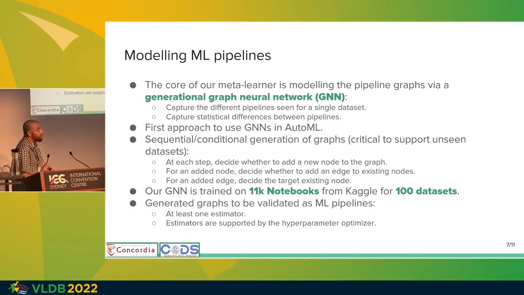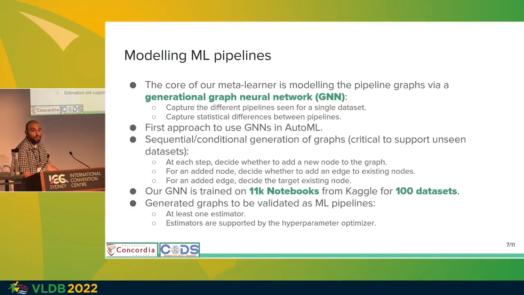For example, at each step, at each iteration, we decide whether we want to add a node or not. And then if we add a node, we decide whether that node should have an edge to an existing node or not. And then if we add an edge, we decide which existing node that edge should be connected to. All three decisions are made through neural networks that are trained using the training set. In this work, we trained our GNN using 11,000 notebooks from Kaggle for 100 different datasets.